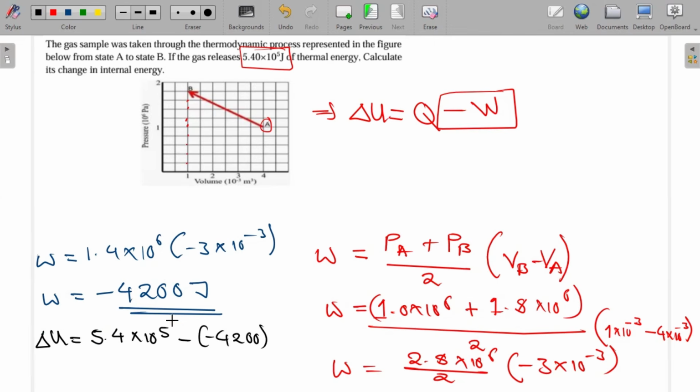So why is the work negative? Anyone who can explain why the work is negative here? It's because the gas is being compressed in this particular case. The gas is being compressed, which means the work is being done on the system, and the system is not doing work itself.